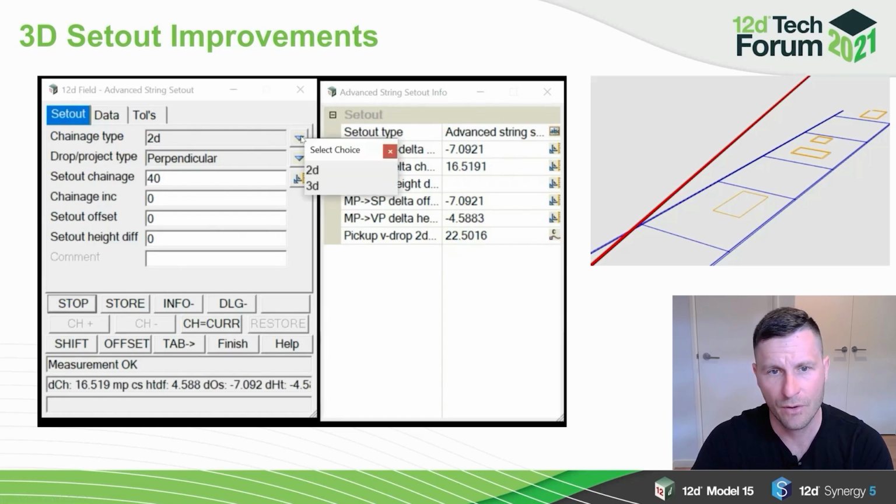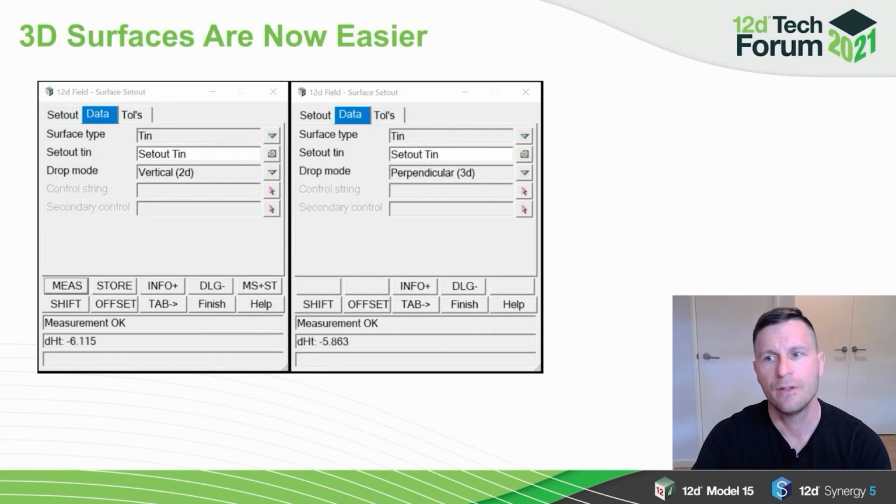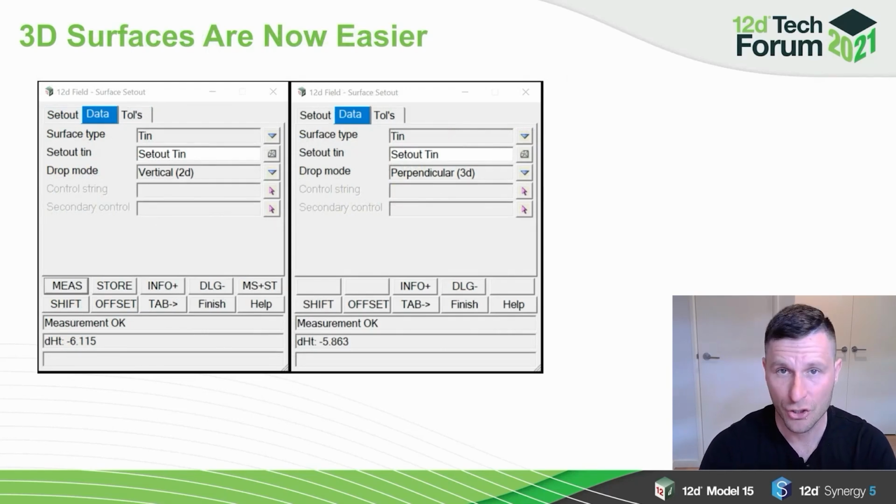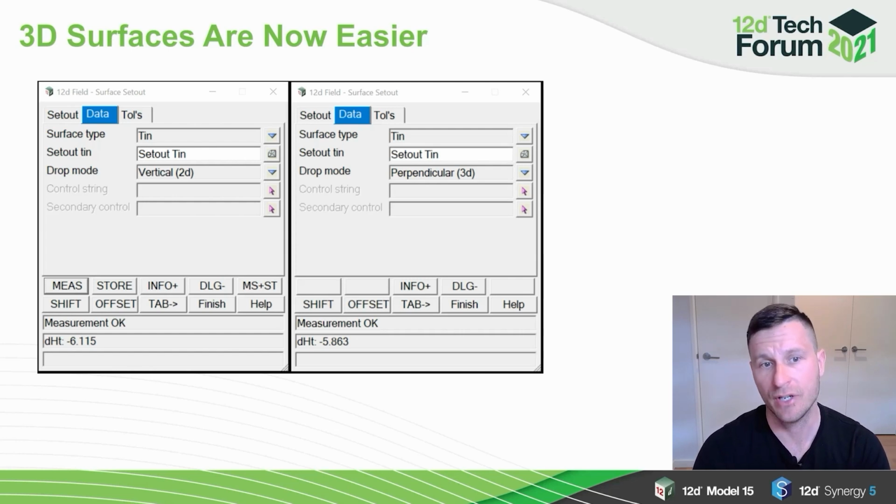Furthermore, improvements on the next slide, you'll see that the changes of 3D and 2D is now much clearer in the surface setout. So tin setout has been renamed to surface setout. You can now set out a tin or a tri-mesh, and the drop mode is either 2D or 3D. The removal of the 2D with 3D and 3D with 2D, which was confusing some users, myself included.